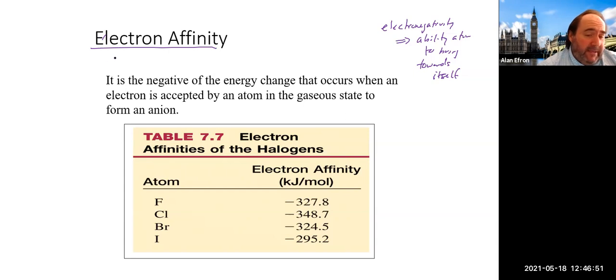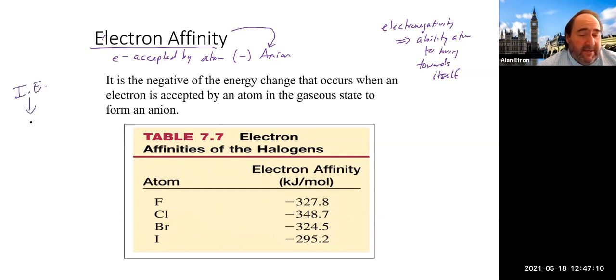So what happens when an electron is accepted? That is when we form a negative guy, which is an anion. So kind of electron affinity is a measure of how you form anions. Why, what we were just talking about, ionization energy, is really what happens when we form cations, right? So these are the things that are happening.